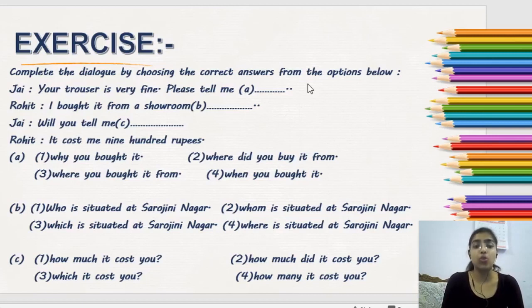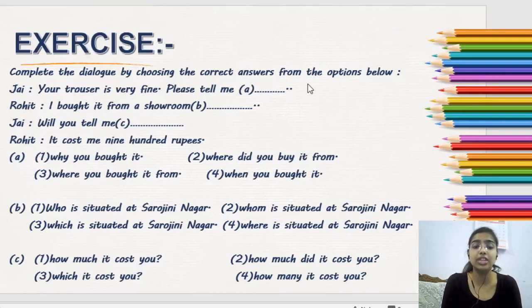The next is, Rohit, I bought it from a showroom. I bought it from a showroom, which is situated at Sarojini Nagar. I bought it from a showroom, whom is situated at Sarojini Nagar? I bought it from a showroom, who is situated at Sarojini Nagar? Or I bought it from a showroom, where is situated at Sarojini Nagar? What is the correct answer for this? A showroom is a thing. And the pronoun we use for it is which. So the first one would be the correct answer.